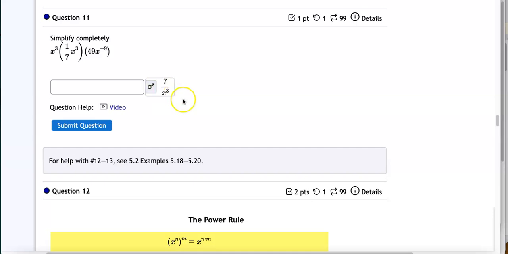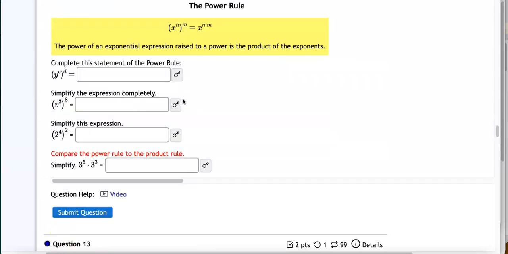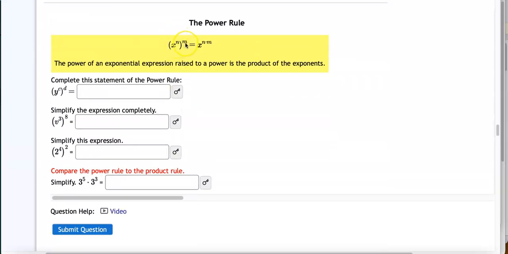Okay, next, the power rule. The power rule is when you have a power raised to a power. This is often confused with the product rule, but notice there is only one base. 2 exponents, but 1 base. And in this case, all you do is simply multiply the 2 exponents together. So here you have y raised to the c, then raised to the d, so that the c times d is going to be your new exponent.